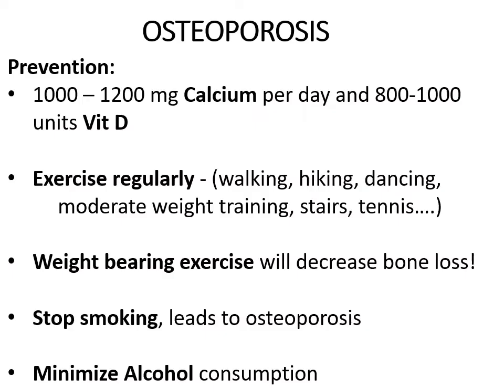Okay, so how can someone prevent osteoporosis? Well, there's a number of ways to fortify the bones to protect from decreased bone density. So supplementation with calcium, typically about 1,000 to 1,200 milligrams per day of calcium, and as well vitamin D. And that's typically about 800 to 1,000 units of vitamin D per day.